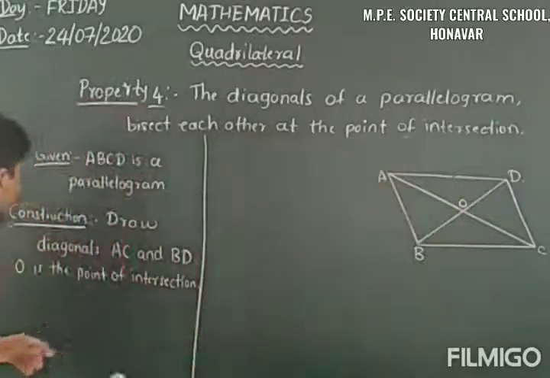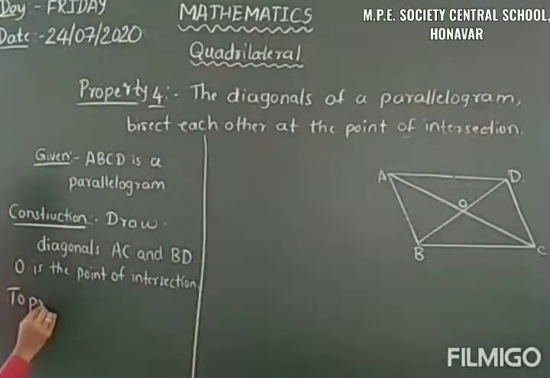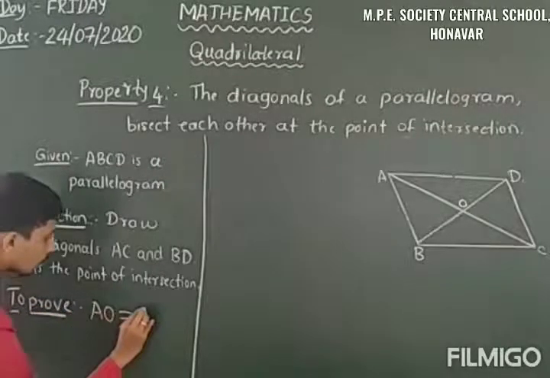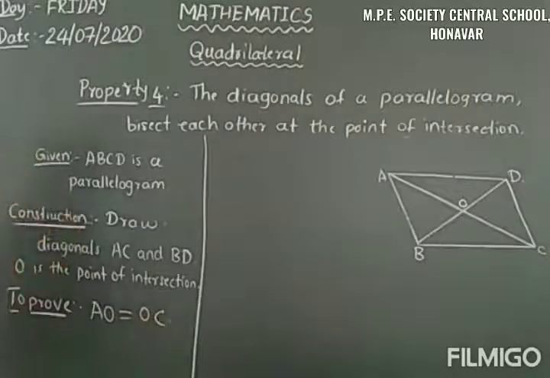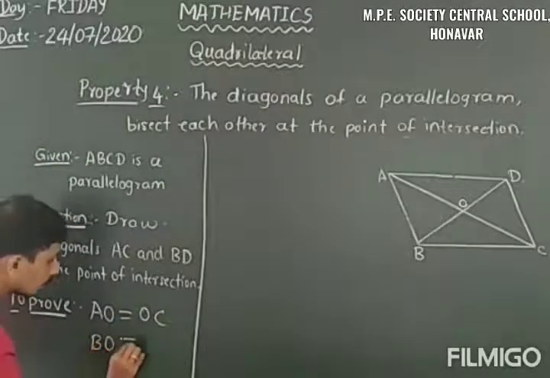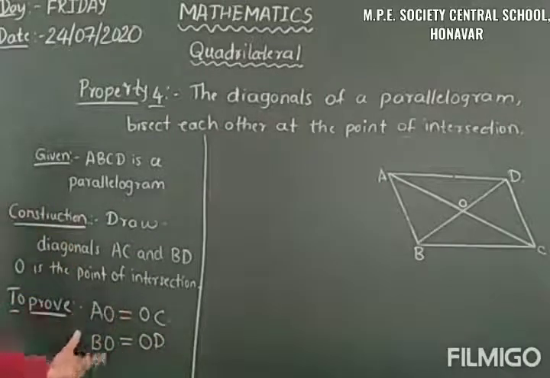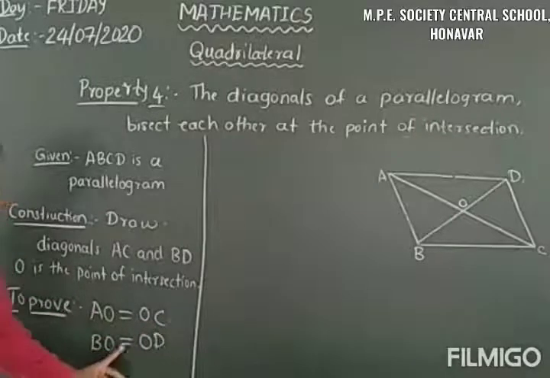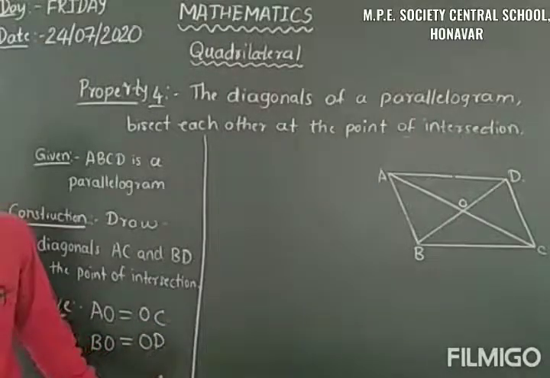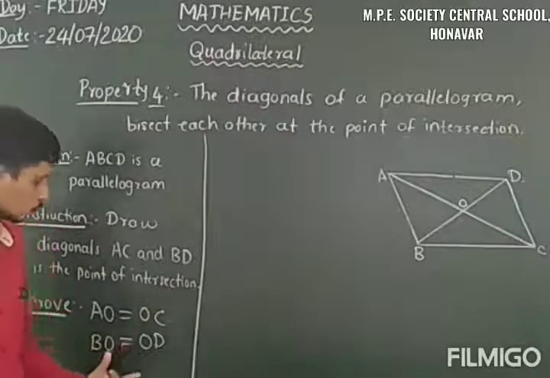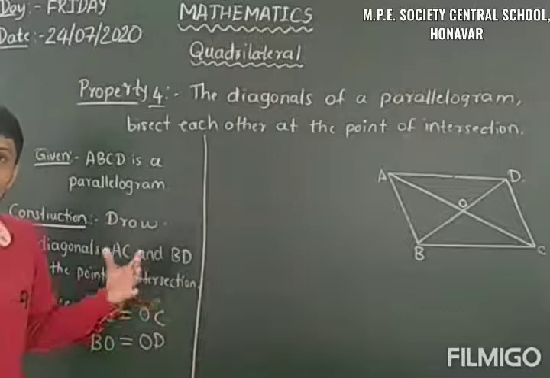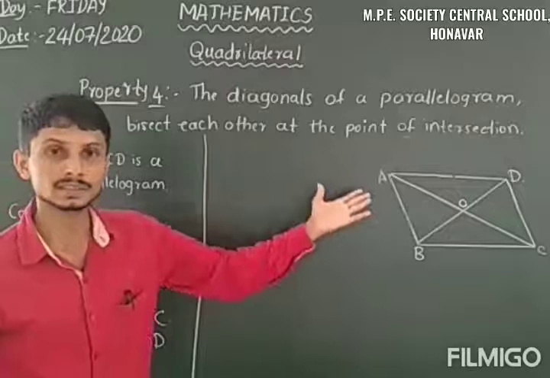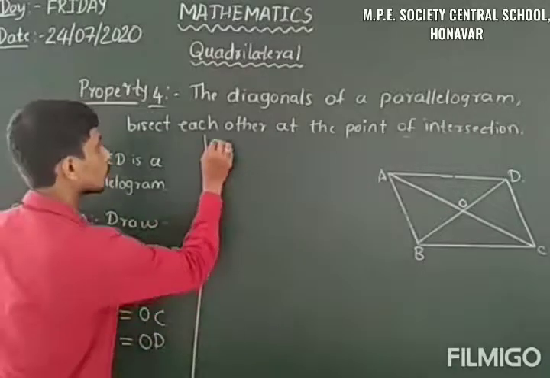So what do we have to prove here? To prove: AO is equal to OC and BO is equal to OD. We have to prove these two quantities. When we prove these two quantities, it becomes property number 4: the diagonals of a parallelogram bisect each other at the point of intersection. So then we have to prove it.